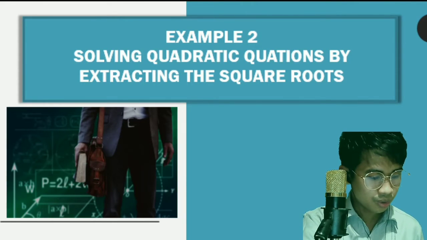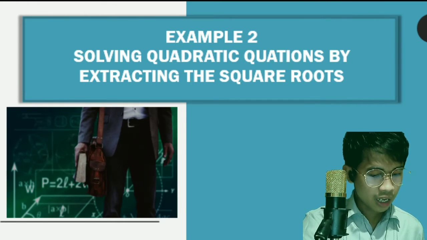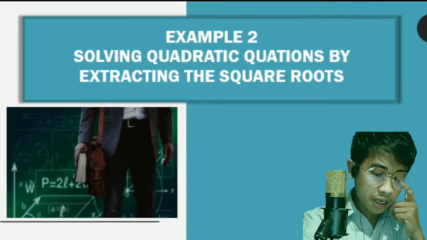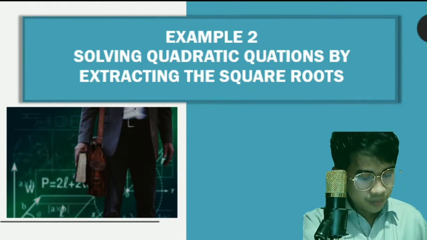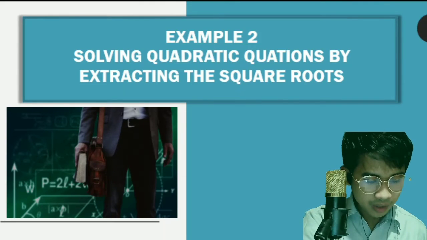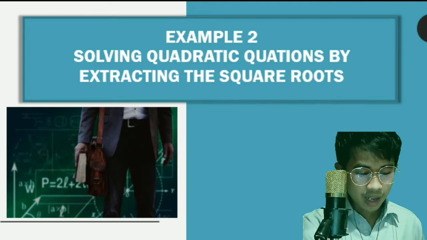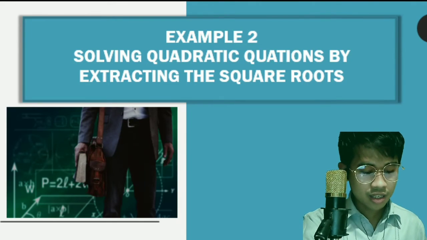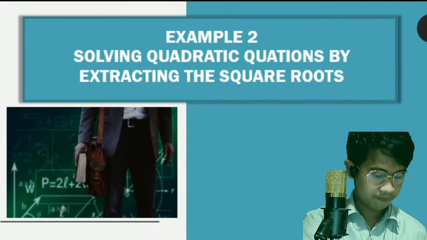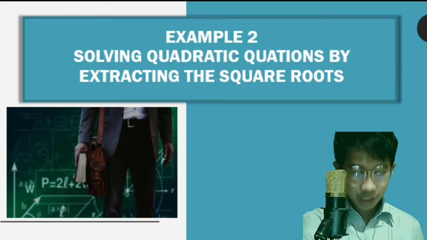I-extract natin ang root. So in our book, may rule kita, if x squared is equal to a, and a is greater than or equal to 0, then x is equal to square root of a, or x is equal to negative square root of a. So amo nang aton nga rule sa by extracting the roots.